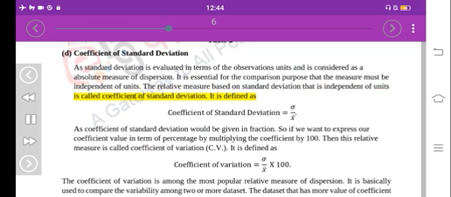It is defined as coefficient of standard deviation equals sigma/x̄. As the coefficient of standard deviation is given as a fraction, if we want to express the coefficient value as a percentage by multiplying it by 100, then this relative measure is called the coefficient of variation, CV. It is defined as coefficient of variation equals sigma/x̄ × 100.